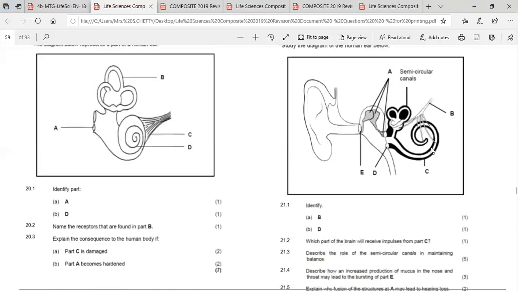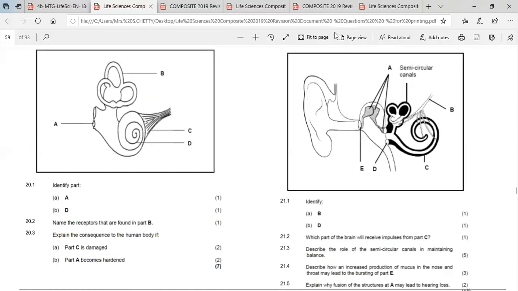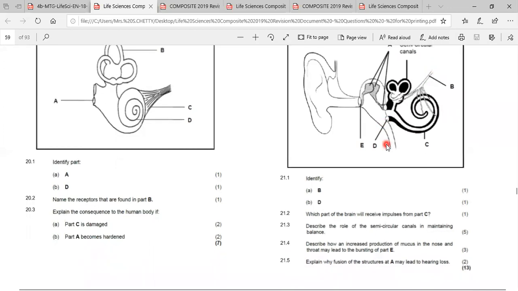There we go, B. Let's bring that little torch down to make it easier for you, darlings. Okay. So let's see this part B. There's our spotlight. There we go. So part B, this is your nerve, isn't it? Various branches forming this one nerve that's going up. So that will be your auditory nerve. And D would be, oh, they're asking about him again, your round window.